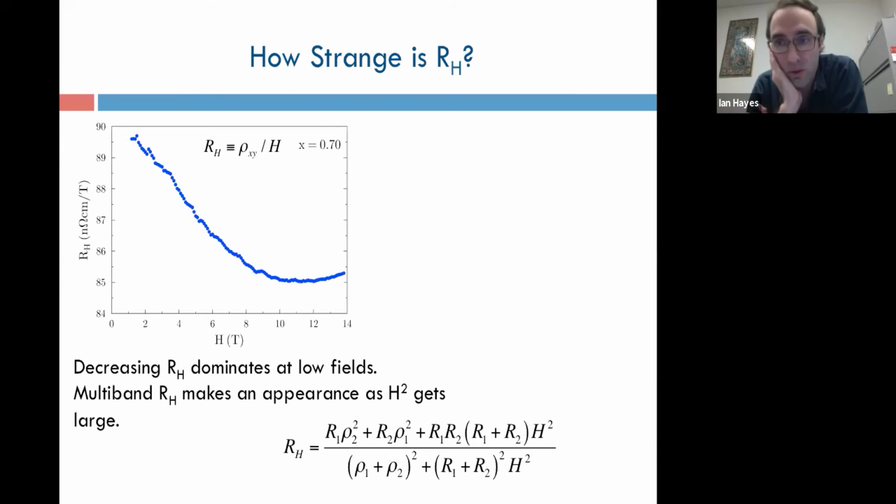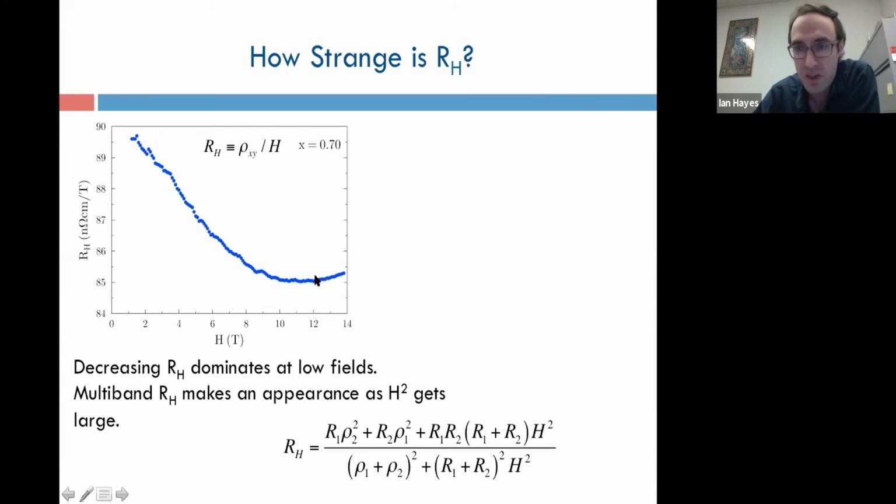All right, so back to data. I just want to show you more generically what RH looks like. In the rest of the talk, I'll just plot RH, which I'm defining here to be rho xy over the field, because that makes it easiest to see the field dependence. Generically, what you see throughout the phase diagram is some region of decreasing RH, which flattens out as the field dependence decays, and eventually you get an upturn, an increase in RH at high enough field. Since that's what we expect from multiband physics, that's naively what we'll attribute it to.